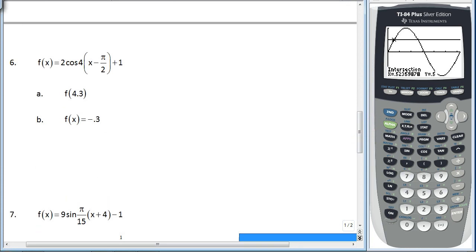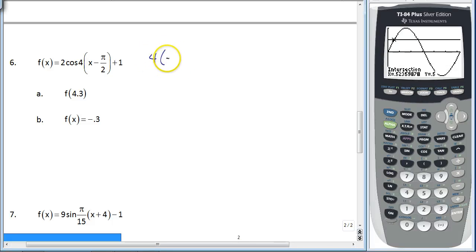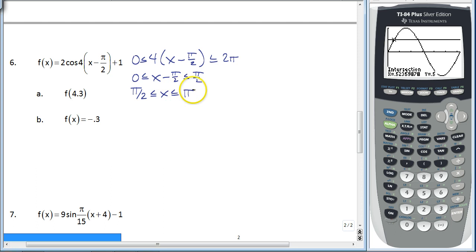The only difference with this example is it has a different window. So you need to start out with your 4 times x minus pi over 2. And that, of course, is between your 2 pi and your 0. And you're going to divide everything by your 4, so that's going to give you 0 is less than or equal to x minus pi over 2, which is less than or equal to pi over 2. And then add pi over 2 to both sides, and your start, or your x minimum, is pi over 2. And then your x maximum is going to be pi.